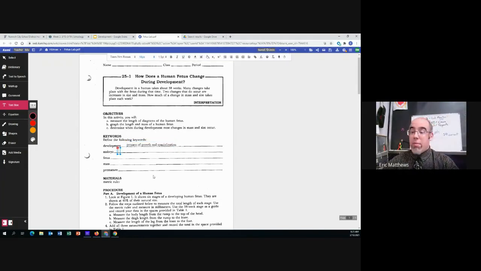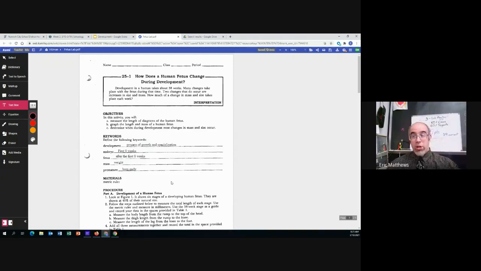What is an embryo? An embryo is only the first 8 weeks. After that point, then it turns into a fetus. Mass, we're literally talking about mass. So we're really just looking at weight, how we measure weight anyway. And then what does it mean if someone's premature? So if a baby is born premature, it means that they are born early. They're born before 9 months.